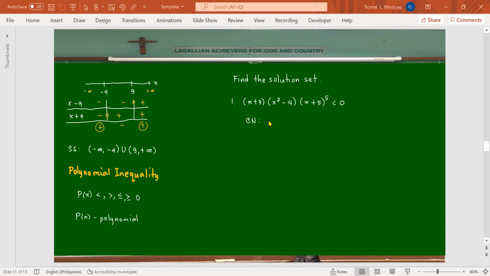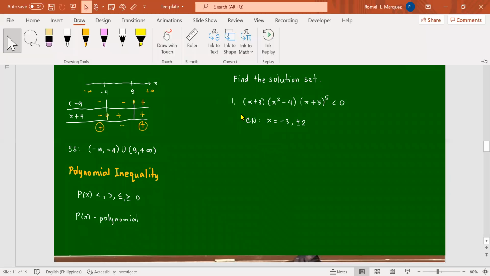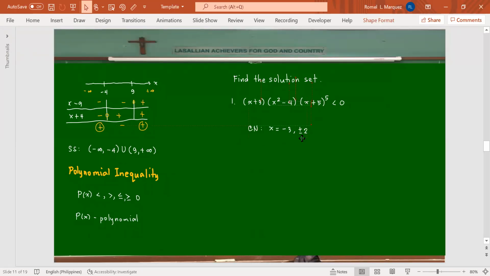Guys, what are the critical numbers? Negative 3, positive 2, negative 5, plus or minus 2. Because this one, I forgot to tell you that we have to factor every factor if it's still factorable. This is x plus 3. We can factor this now. Still x plus 2, x minus 2. And this one, no need, because it's already in factored form.